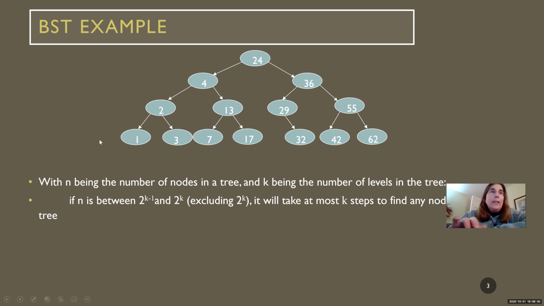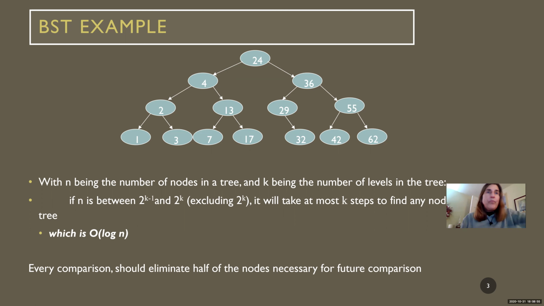So let's break it down, with n being the number of nodes in the tree, and k being the number of levels of the tree. In this case, there are 4 levels to this tree. If n is between 2 to the k minus 1 and 2 to the k, at most it will take k steps to find any node in the tree. That is log base 2 of n. Every comparison should eliminate approximately half our data.